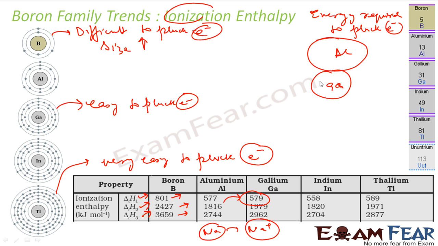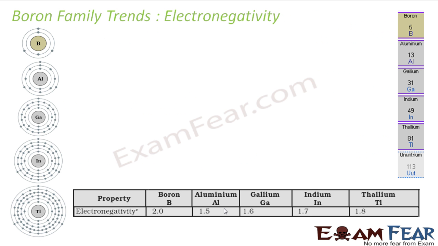So if you see the atomic size, it is a little difficult to pluck the electron as compared to aluminum, right? So since it's a little difficult to pluck an electron as compared to aluminum, it has more ionization enthalpy as compared to aluminum. Let's talk about the electronegativity now.